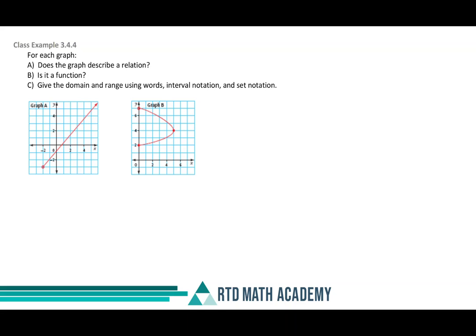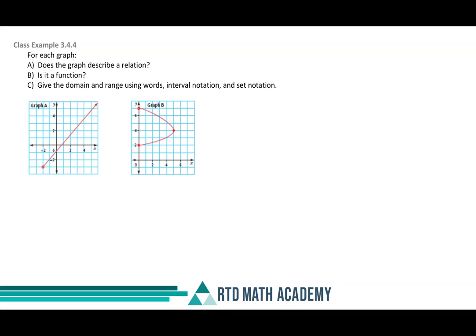Class example 3.4.4. For each graph, first, we're going to say, does the graph describe a relation? Second, is this relation a function? And then we're going to give the domain and the range using words and interval notation as well as set notation. So first of all, if it is a graph, it is going to describe some sort of relation.